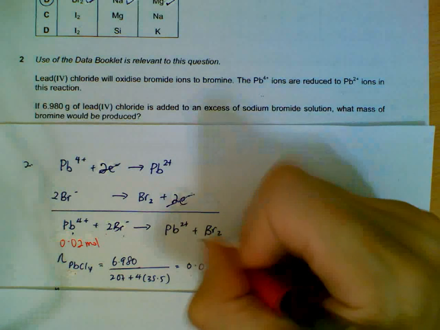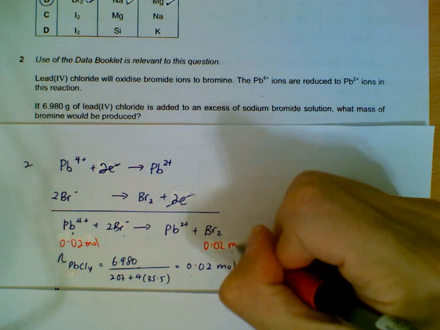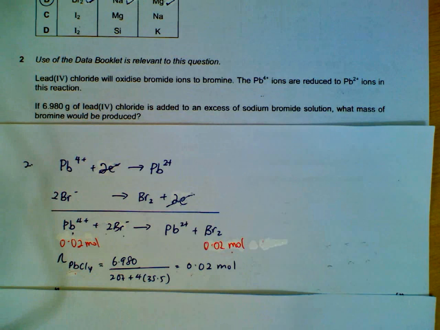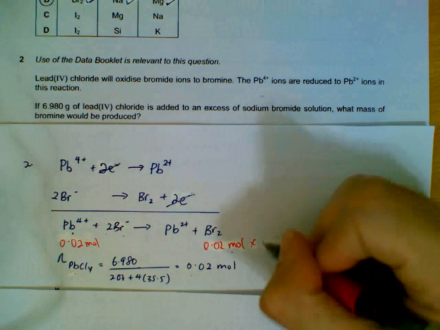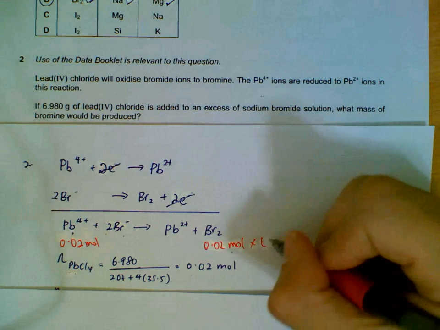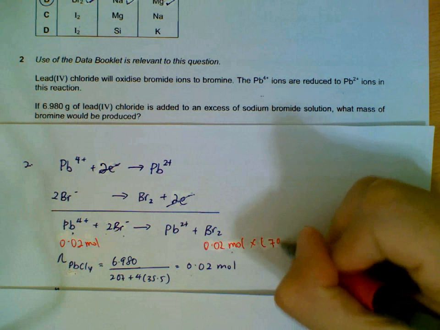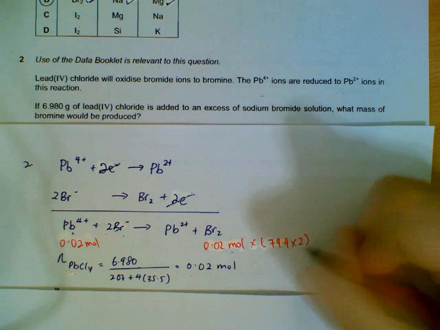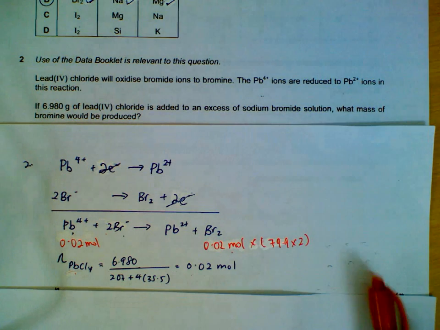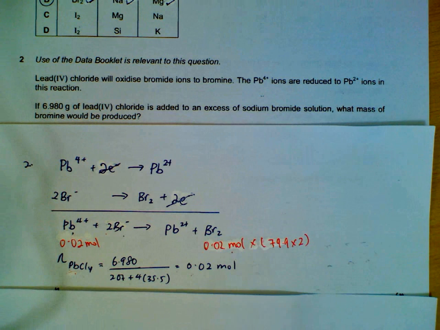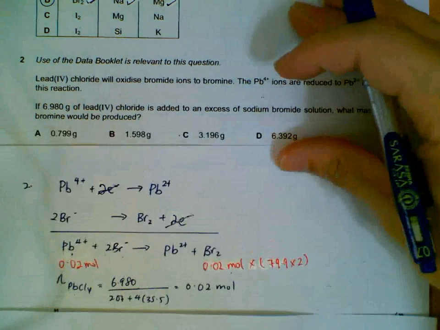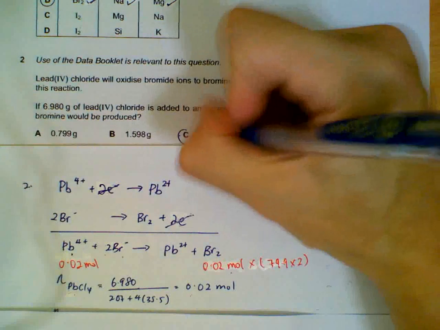It will give us 0.02 moles of bromine. And then we multiply by the MR that we see from the periodic table. 79.9 multiplied by 2. That will give us the mass of bromine produced. 3.196 grams.